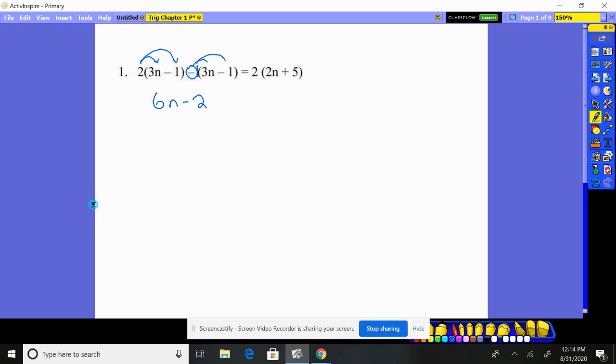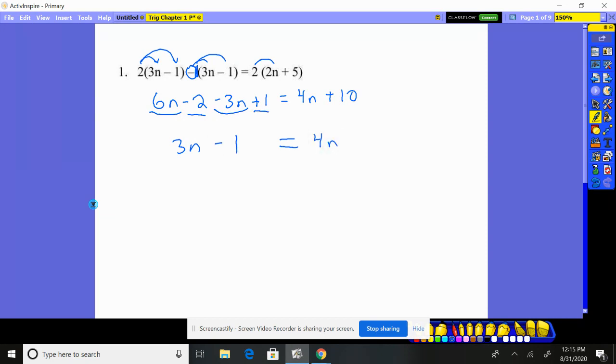Really, there's a negative 1 right here. Negative 1 times 3n is negative 3n. Negative 1 times that negative 1 is positive 1. Over here, we distribute the 2 through, gives us 4n. 2 through to there gives us 10. Now, let's put together before we start moving things. On the left side of the equal, so here's the equal, we have 6n, take away 3n. That's 3n. And then we have a minus 2 plus 1, that's subtract 1.